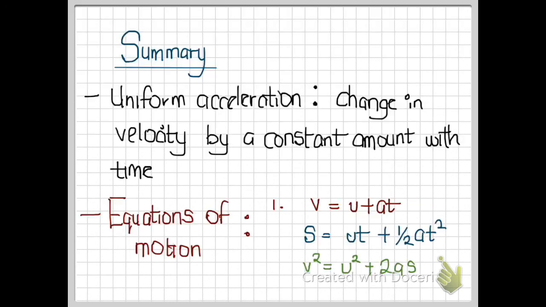So in summary, uniform acceleration is the change in velocity by a constant amount with time. It's also known as constant acceleration. And the equations of motion are: 1, v is equal to u plus at, s is equal to ut plus half at squared, and v squared is equal to u squared plus 2as.